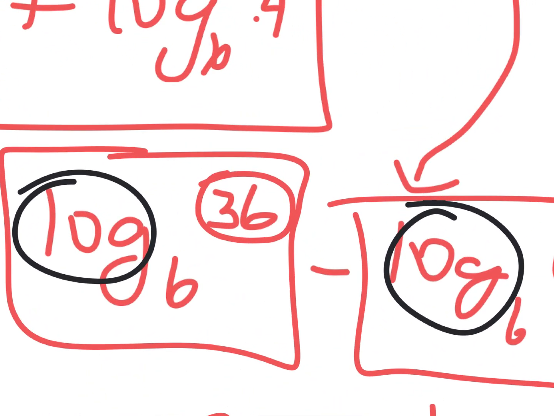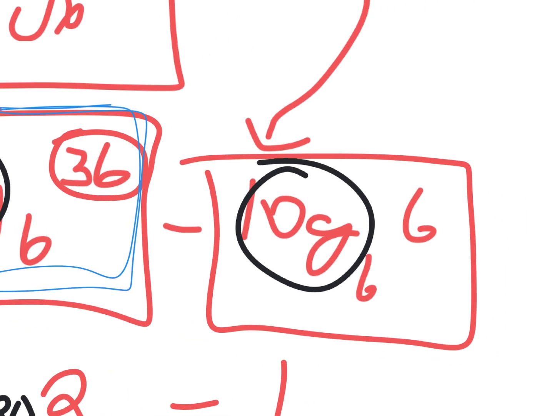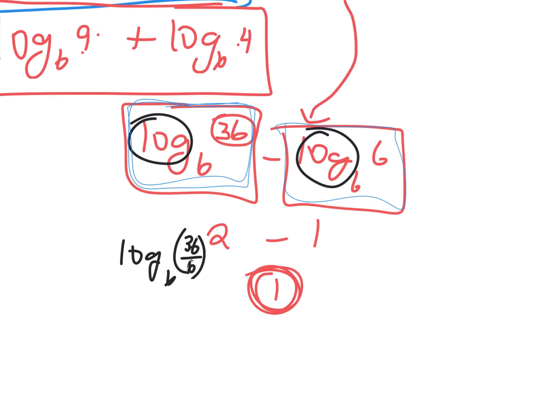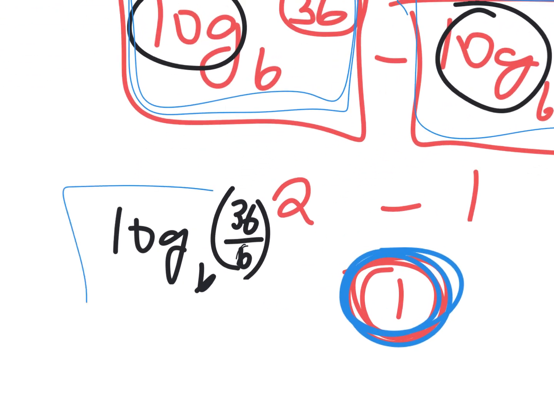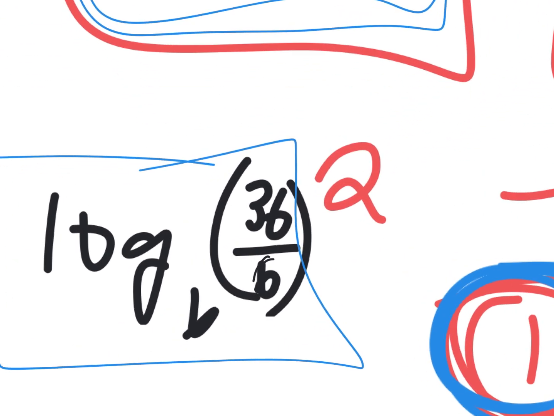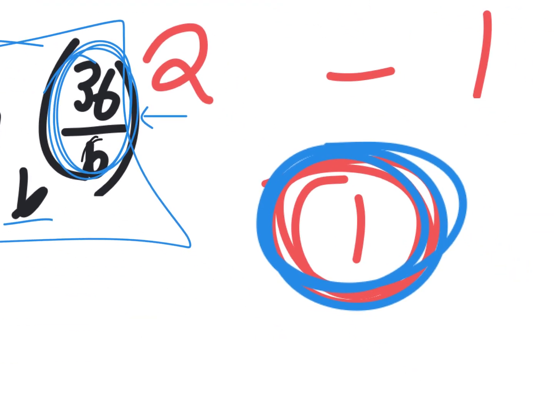Things like this, you got to be able to realize, oh, wait, that's just 2. And that's just 1. And 2 minus 1 is 1. If you put it all together into one log, it would have worked. You would have just had to simplify this to 6. And log base 6 of 6 is 1.